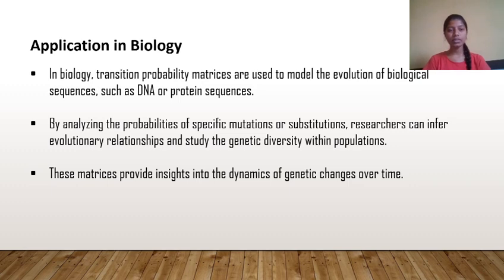Then, how is the transition probability matrix used in biology? In biology, transition probability matrices are used to model the evolution of biological sequences such as DNA or protein sequences. By analyzing the probabilities of specific mutations or substitutions, researchers can infer evolutionary relationships and study the genetic diversity within populations. These matrices provide insights into the dynamics of genetic changes over time.